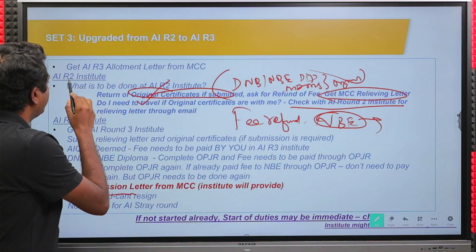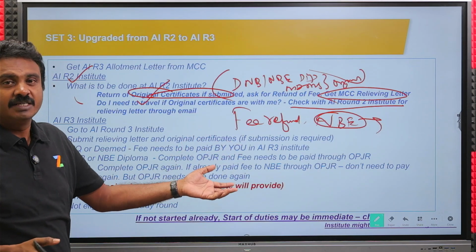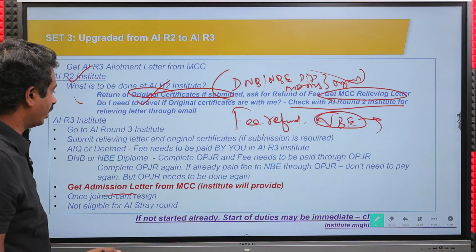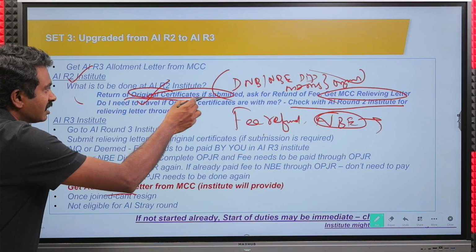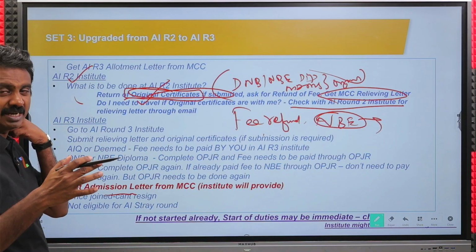So, can I get the relieving letter through email? Just check with the All India round 2 institute. They might give you the relieving letter via email, and then you don't need to travel. Take your original certificates which are with you and go ahead. The only reason for travel is getting the original certificates back. Fee refund and others you may be able to manage otherwise.